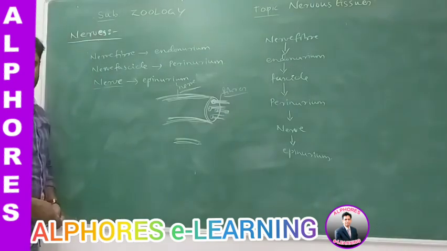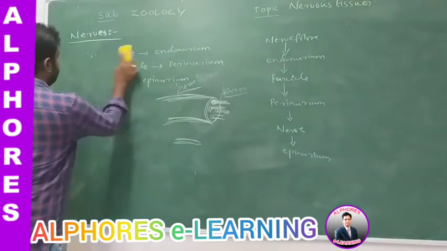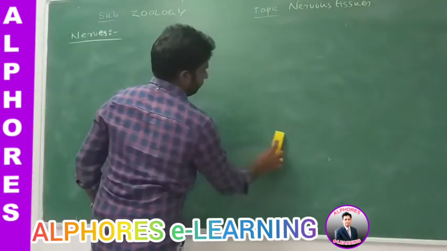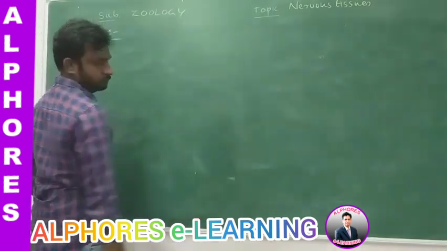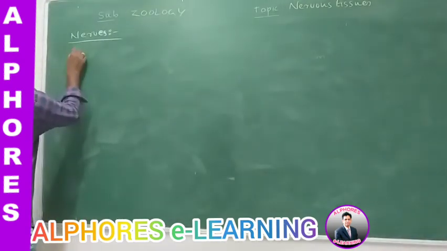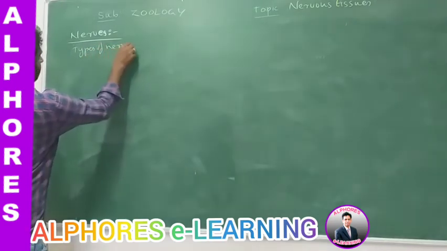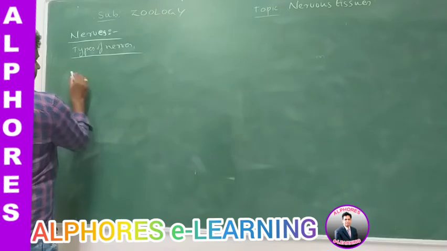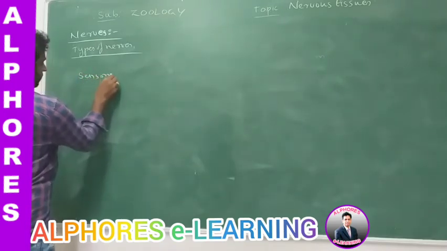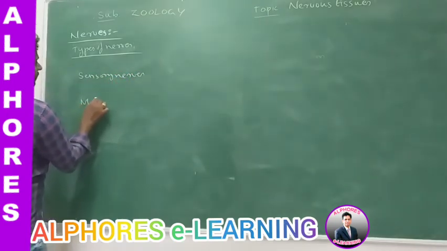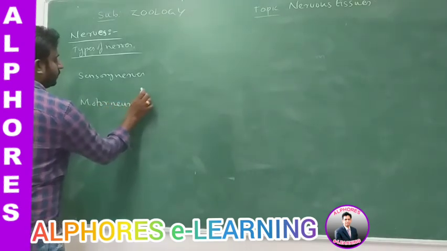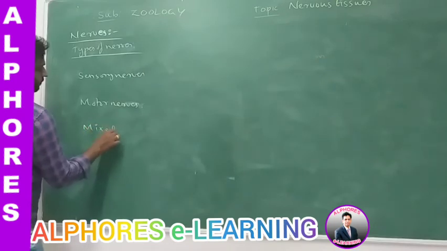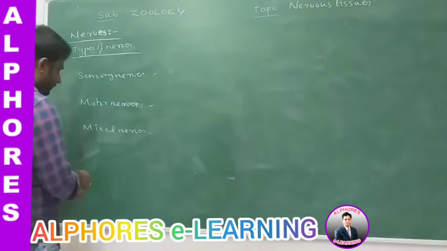Next, nerves also have types. The different types of nerves are called sensory nerves, motor nerves and mixed nerves.